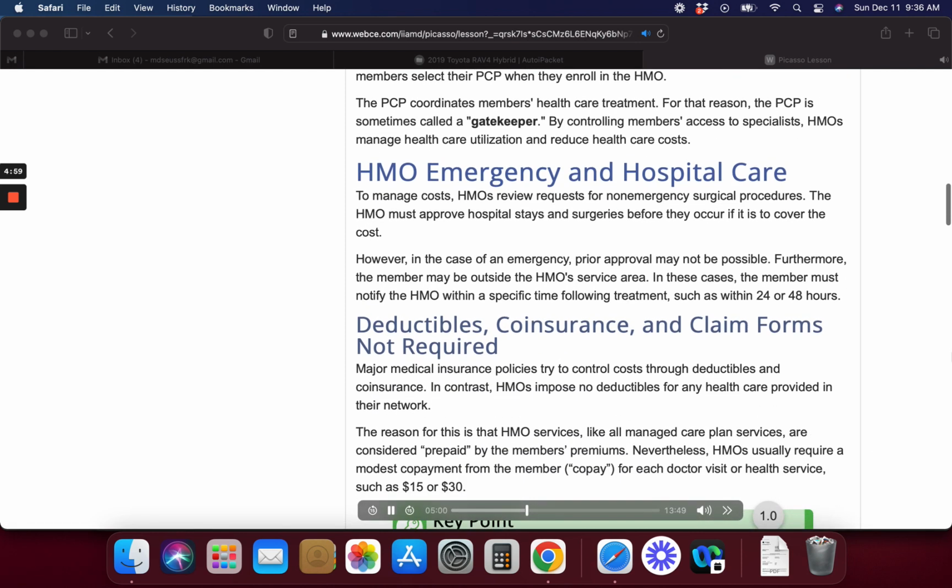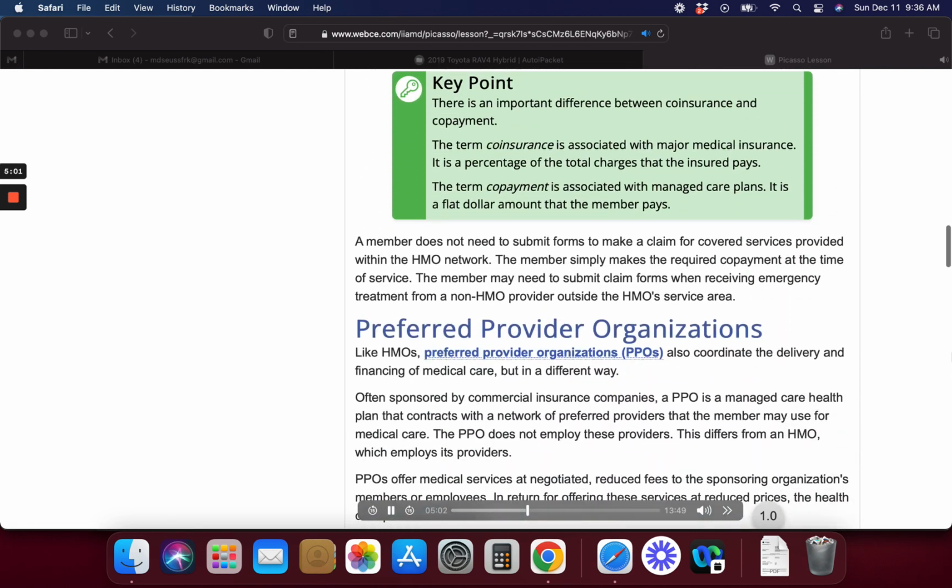Key point. There is an important difference between coinsurance and copayment. The term coinsurance is associated with major medical insurance. It is a percentage of the total charges that the insured pays. The term copayment is associated with managed care plans. It is a flat dollar amount that the member pays. A member does not need to submit forms to make a claim for covered services provided within the HMO network. The member simply makes the required copayment at the time of service.